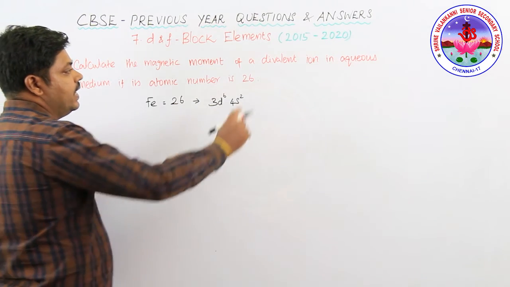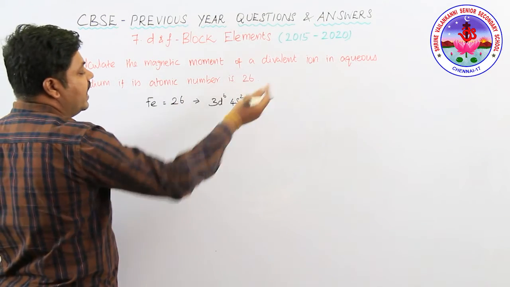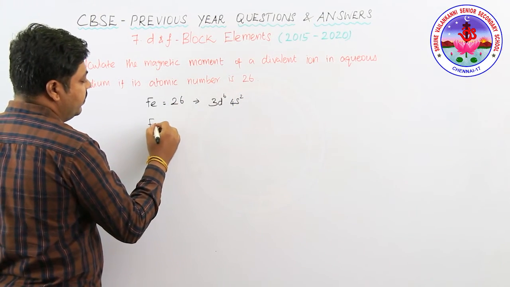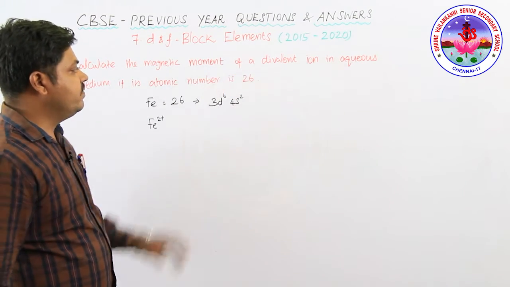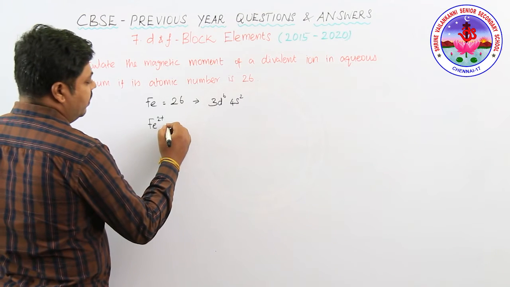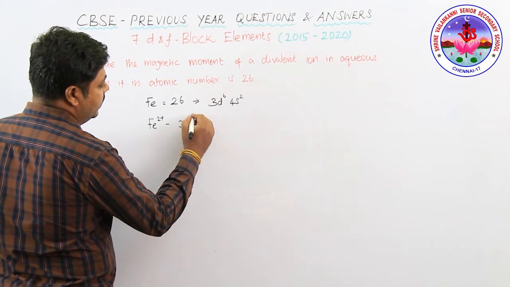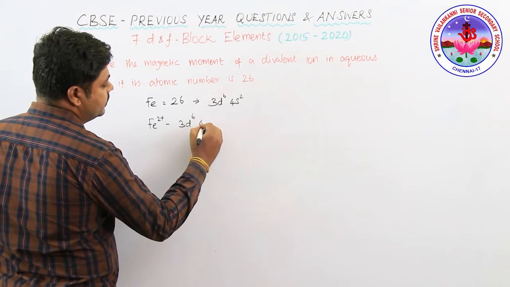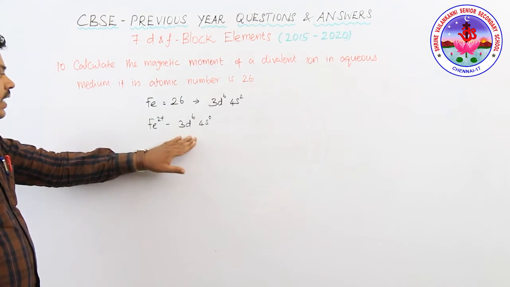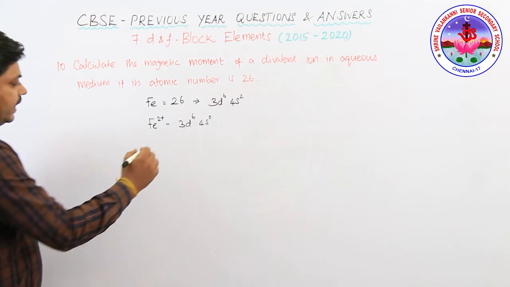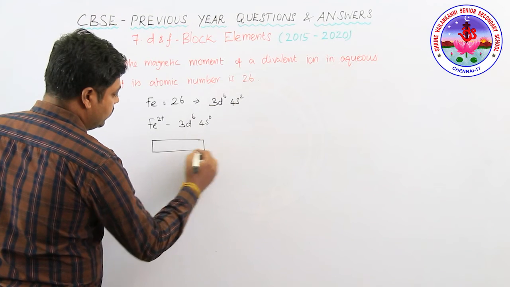In this case, the divalent ion in the aqueous solution, for which we need the magnetic moment, is the Fe2+ state. Fe2+ means the electronic configuration will be 3d6 4s0. So it is simply a d6 system. Now writing the 3d orbitals.